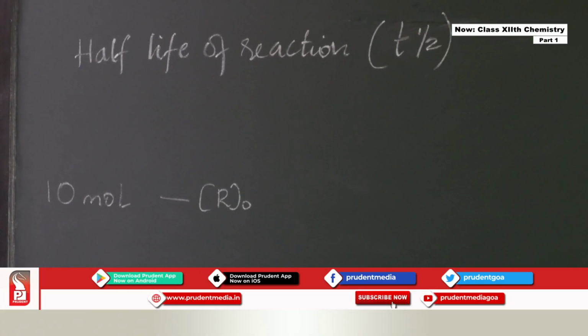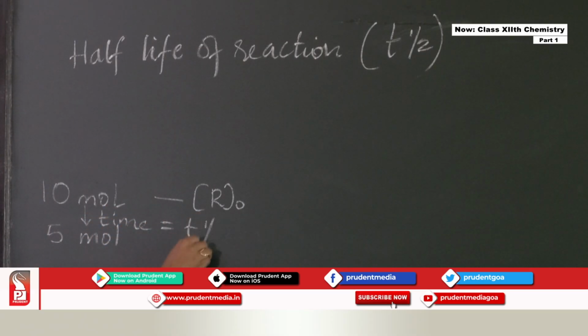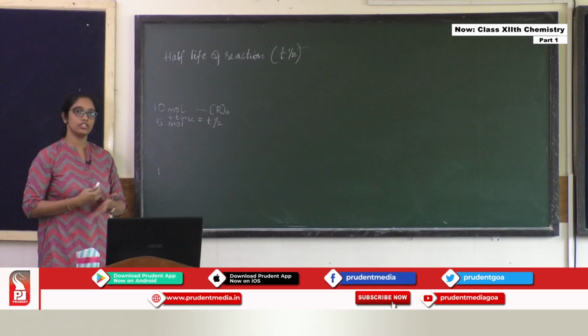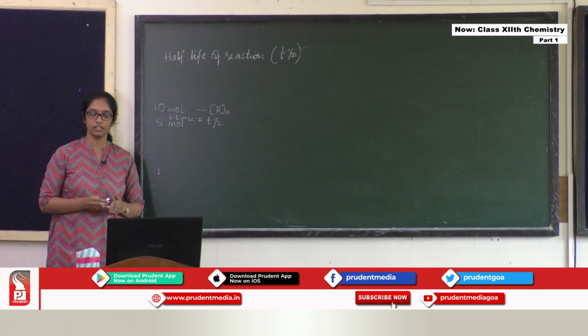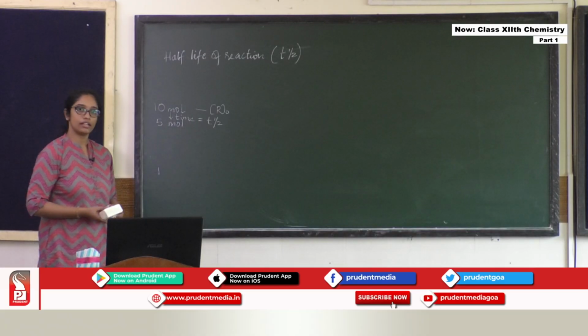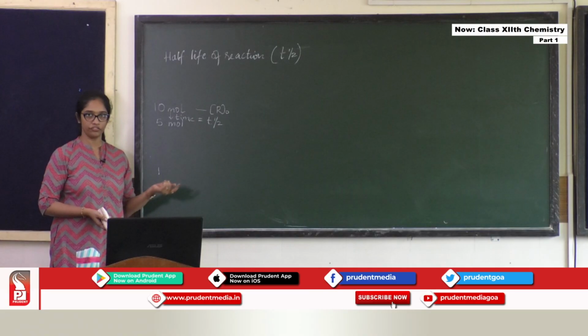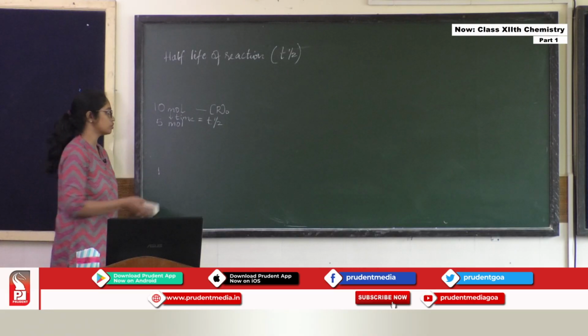The time that it takes for this 10 moles to reduce to 5 moles, which is half of 10, that time is referred to as half-life or T half of a reaction. So half-life of a reaction is nothing but the time taken for the initial concentration of the reactant to reach half the amount. Now we are going to look at equations wherein we can calculate half-life of different reactions. We are going to again look at only zero order and first order reactions.